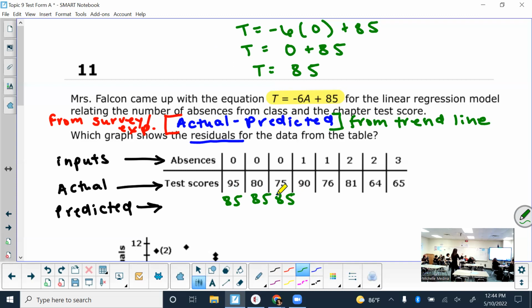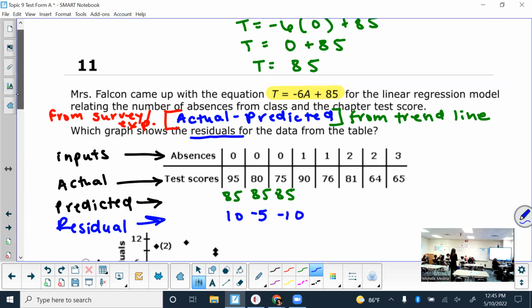And I'm not going to find all the predicted. I don't think you need to. Just do it enough until you find the graph that matches. Like that, the other ones could not be it. And then do your residual, your actual minus predicted. What's 95 minus 85? 15. What's 80 minus 85? Negative 5. What's 75 minus 85? Negative 10.